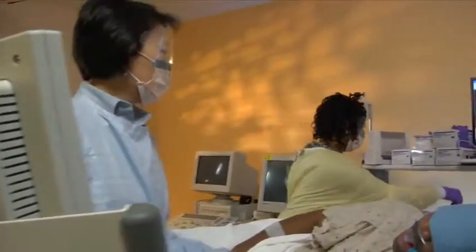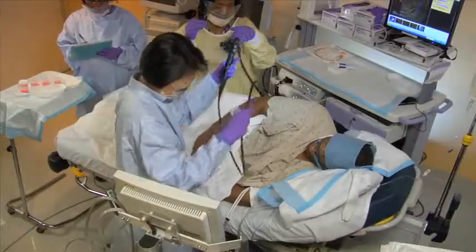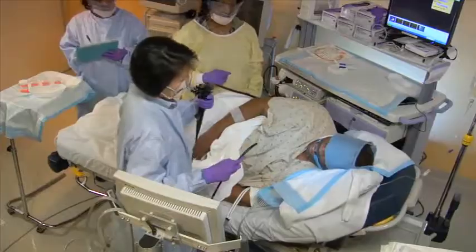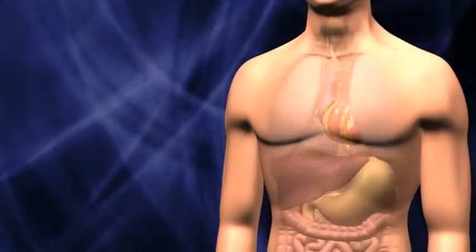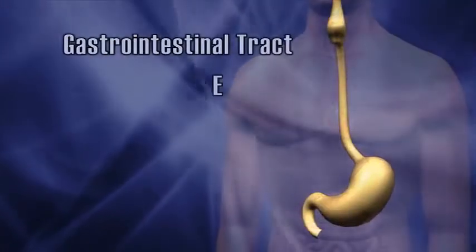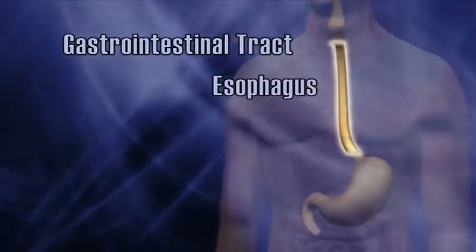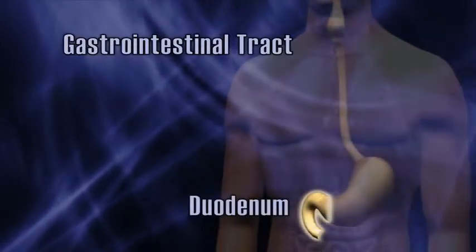An upper GI endoscopy is a procedure performed by a well-trained physician who uses the endoscope to diagnose and, in some cases, treat problems of the upper digestive system. The specialist is called a gastroenterologist. Upper GI refers to the upper part of the digestive system. Called the gastrointestinal tract, it includes the esophagus, which carries food from the mouth for digestion, the stomach, and the duodenum, the beginning of the small intestine.